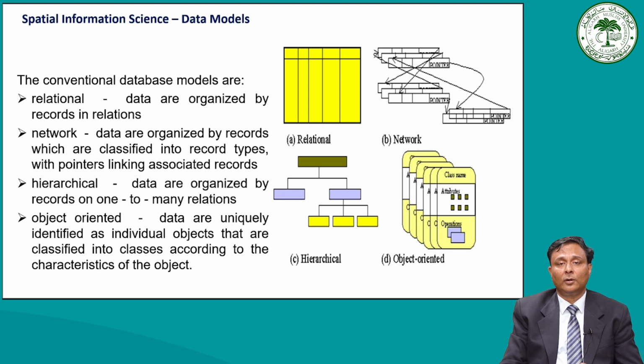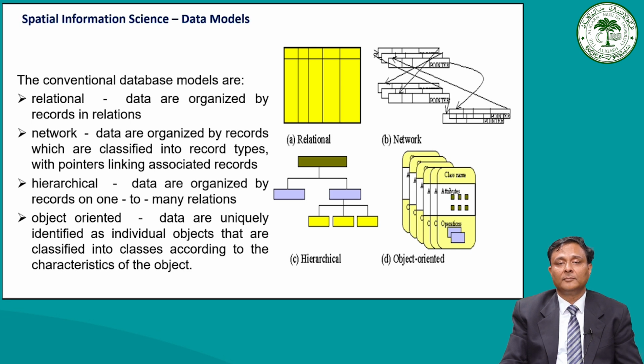So now we also discuss how a database can be organized in different ways, commonly known as the database models. The conventional database models, first, a good example can be the relational model, where data are organized by records in relations, which may resemble a table. You can see this in this slide where on the right side we are showing a picture.